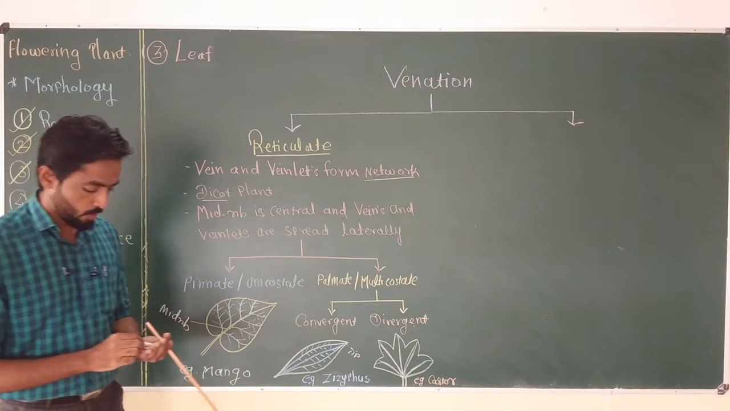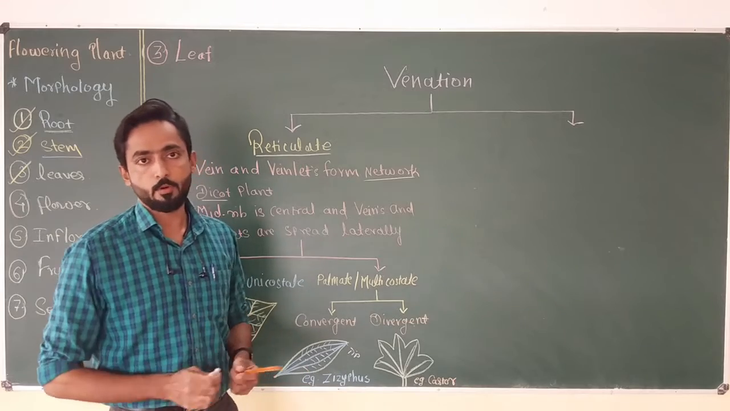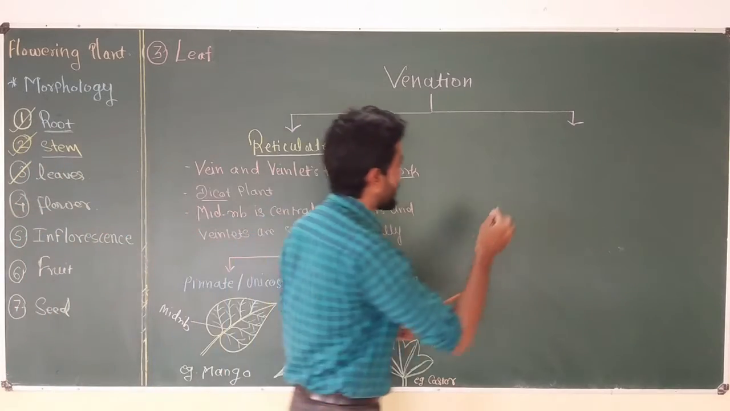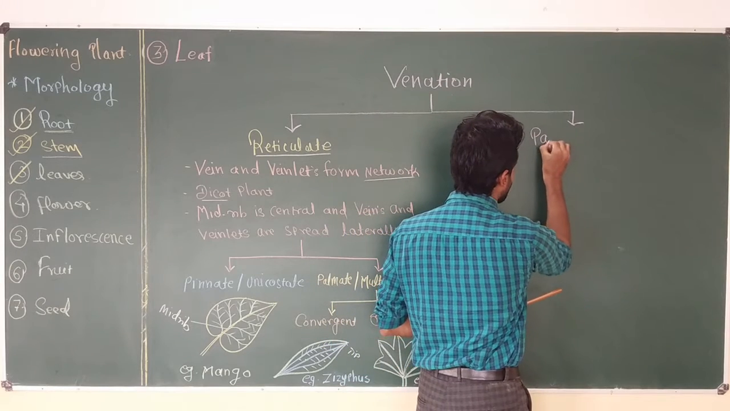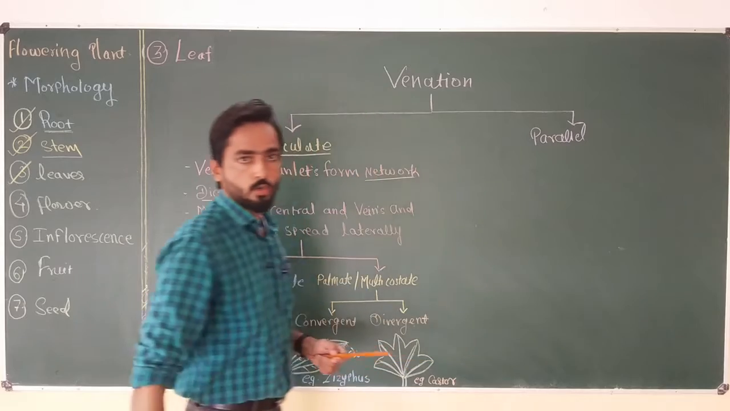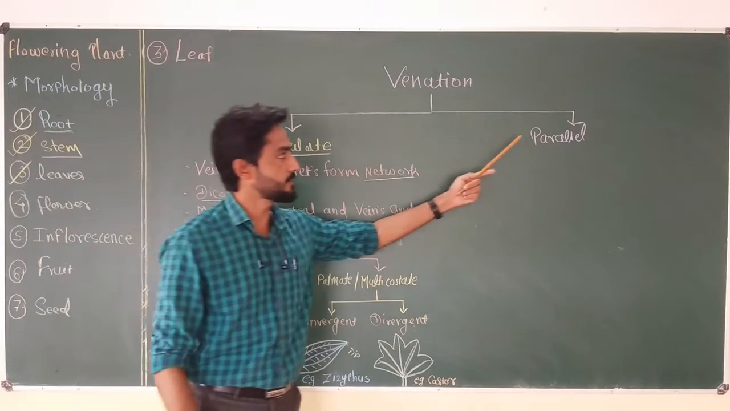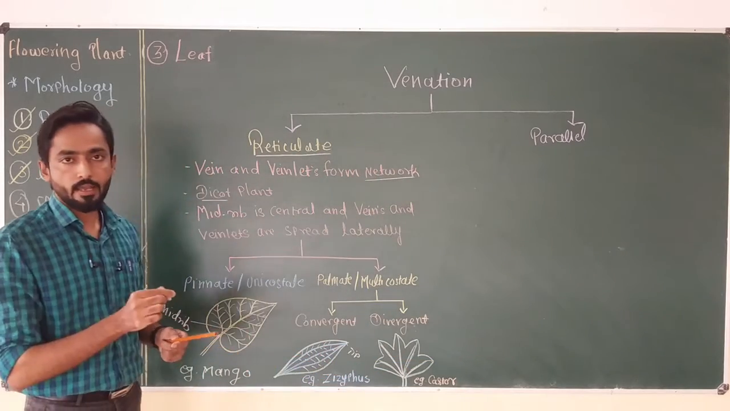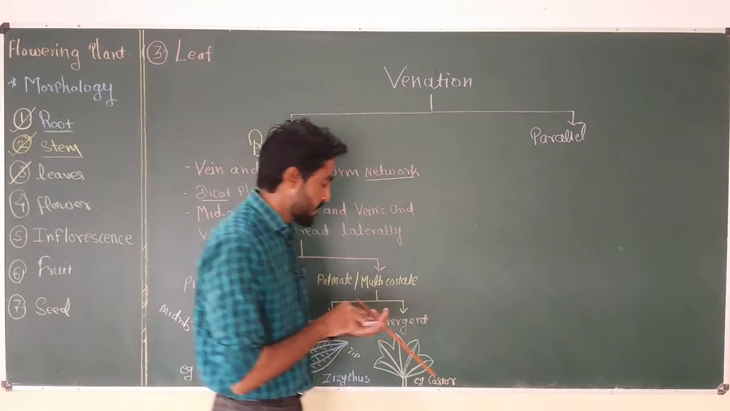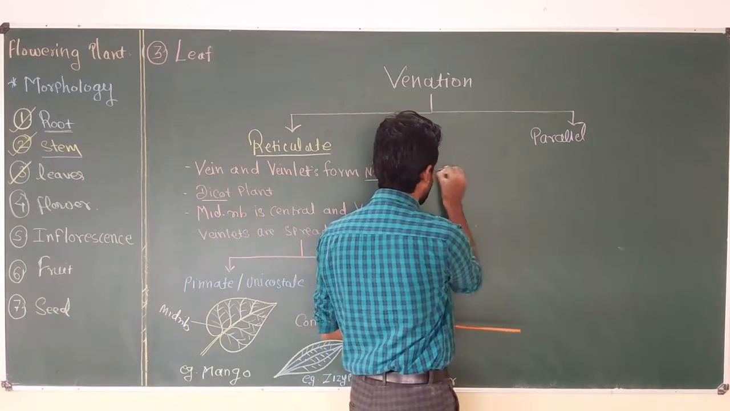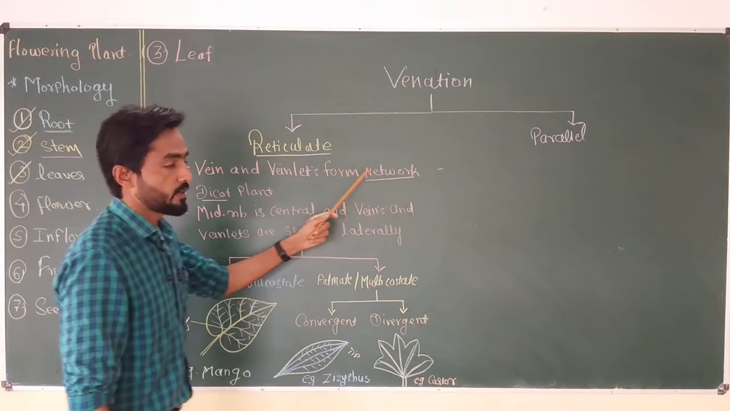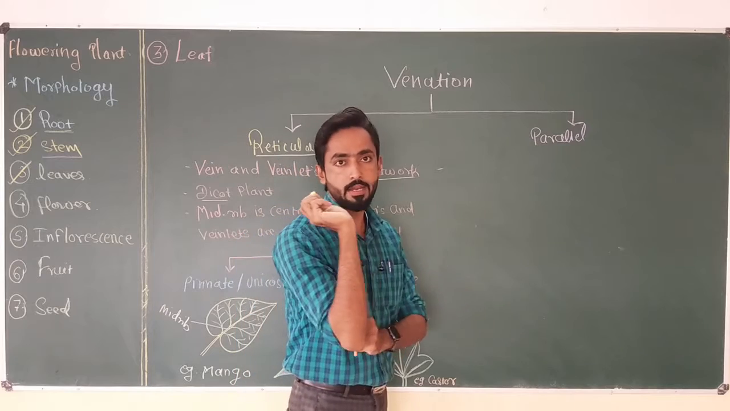In this video, we are going to talk about the next type of venation which is present in the angiospermic leaf, and it is parallel venation. The name itself suggests that in this type of venation, the veins and veinlets in the lamina run parallel to one another. So the first important character of parallel venation is that veins and veinlets run parallel. They do not form a network.